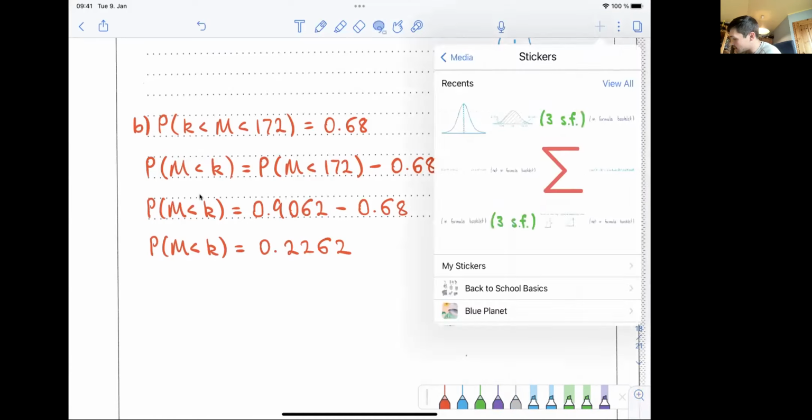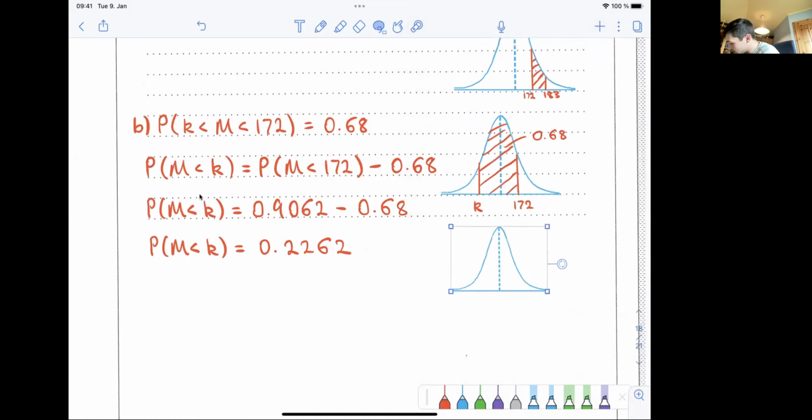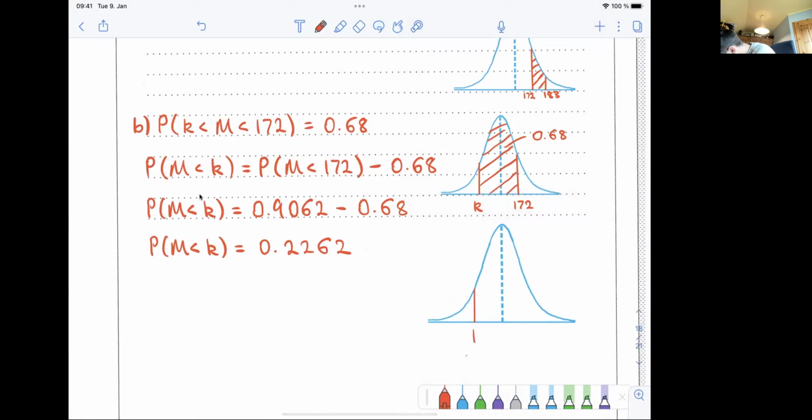If we were to denote that, we'll say this is k, we have found that this area under here is 0.2262. With this bit of information, we can go back to our calculator and use the inverse normal function, which will then give us the value of k. I'm going to bring you back to the calculator and show you how we do that.